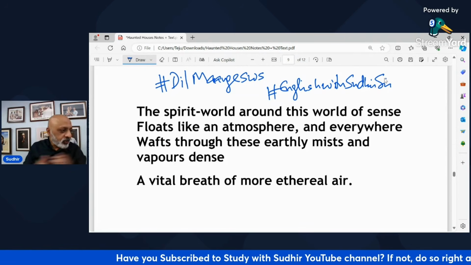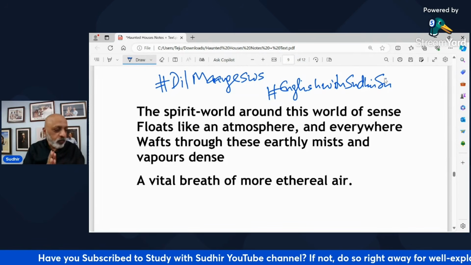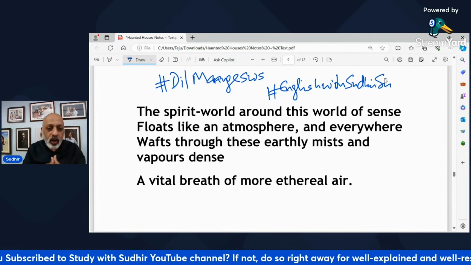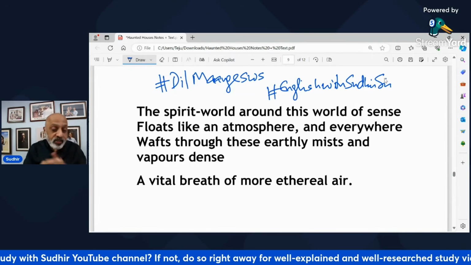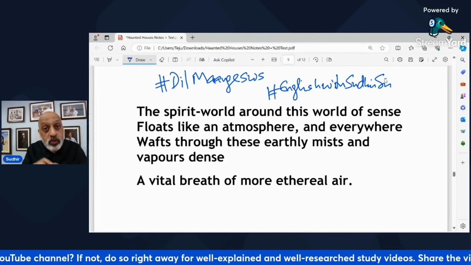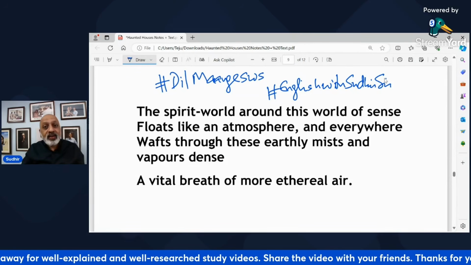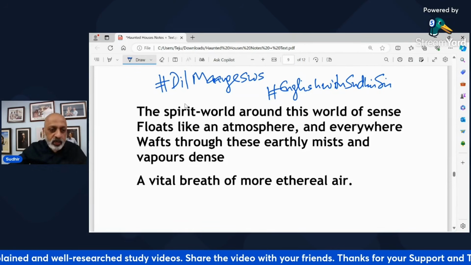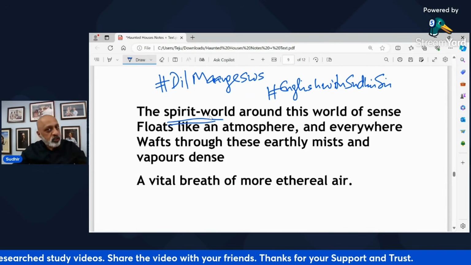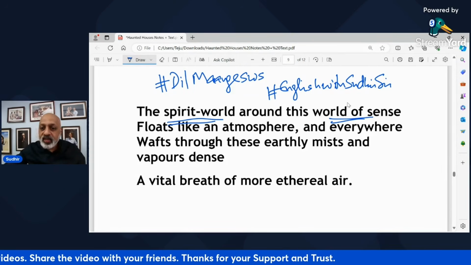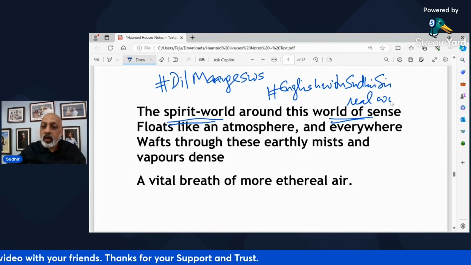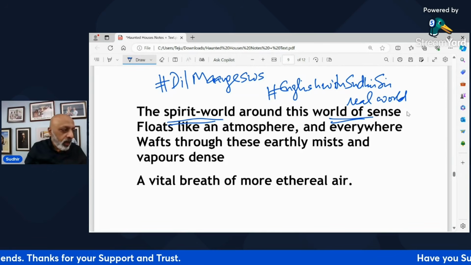Halfway through the poem, the spirit world around this world of sense. So you see the word world being used two times in the same sentence. The spirit world is a reference to the world of the spirits, as you've understood by now. The world of sense is a reference to the real world.